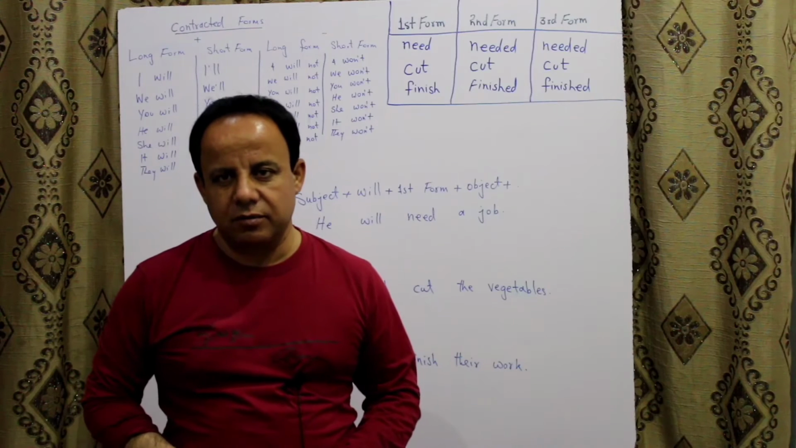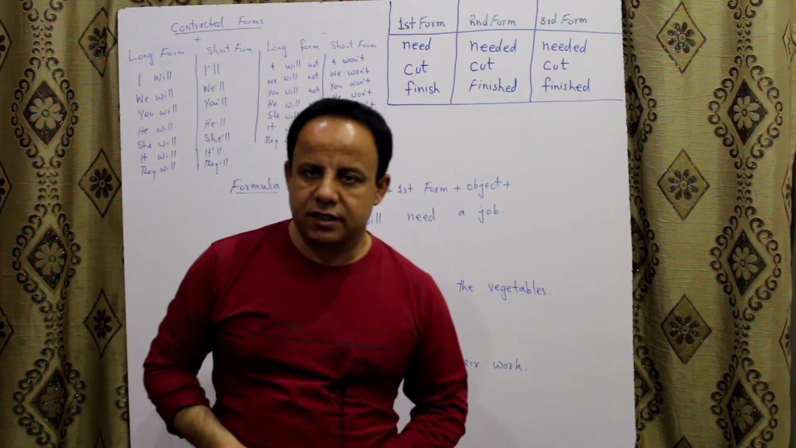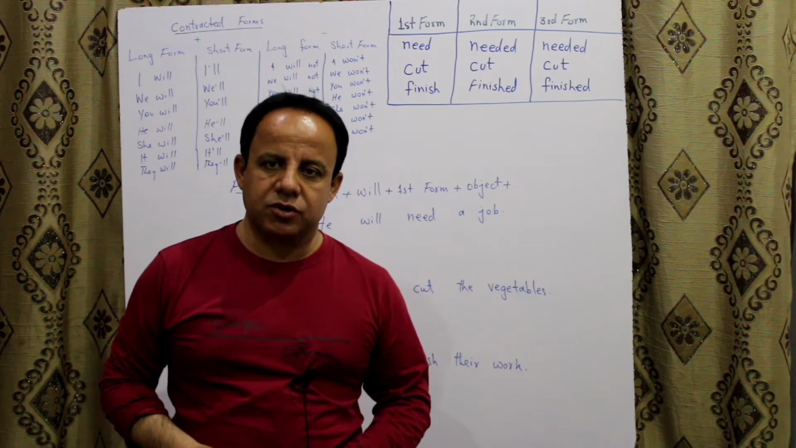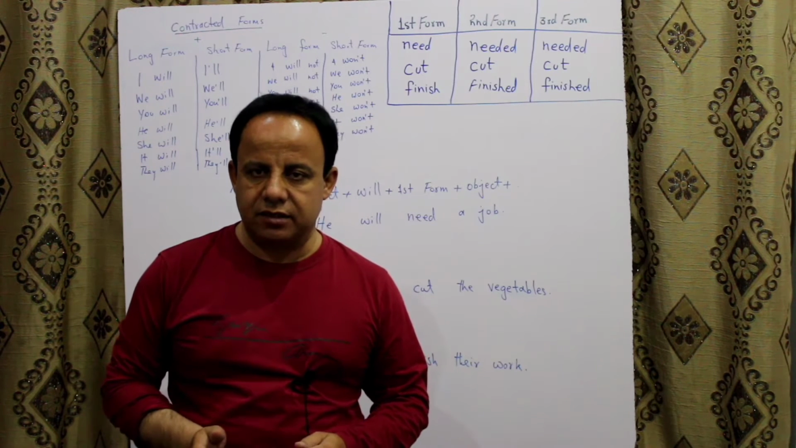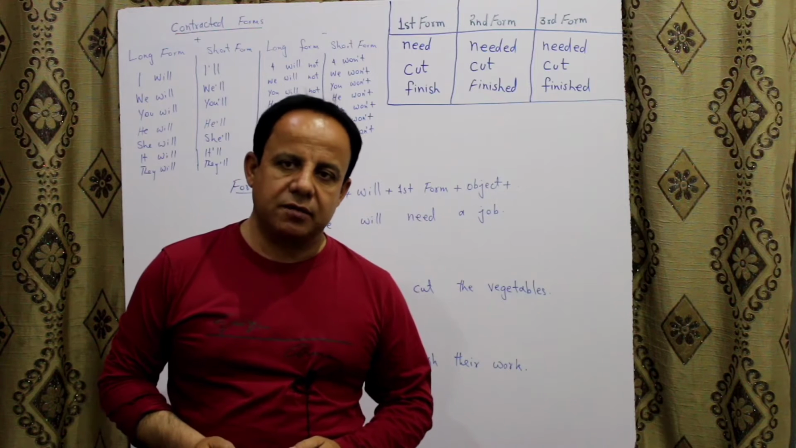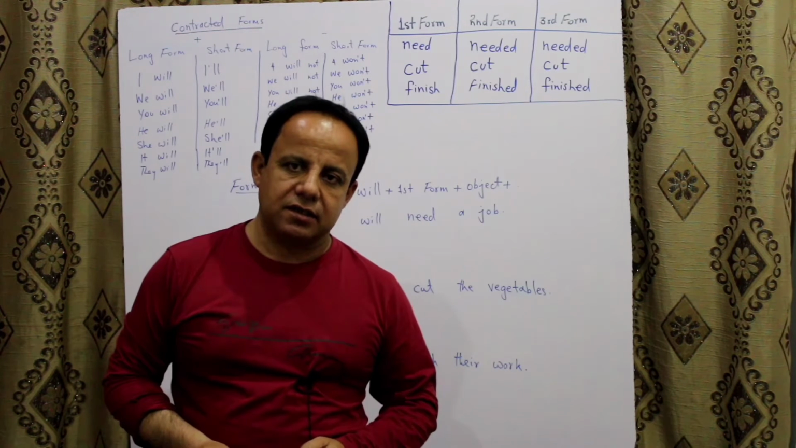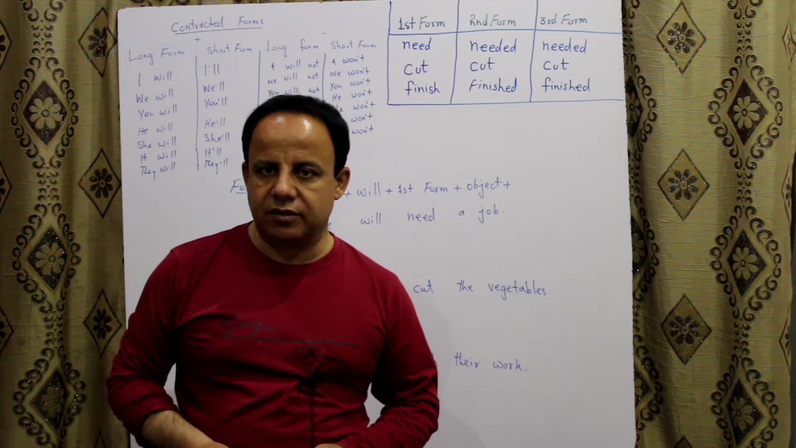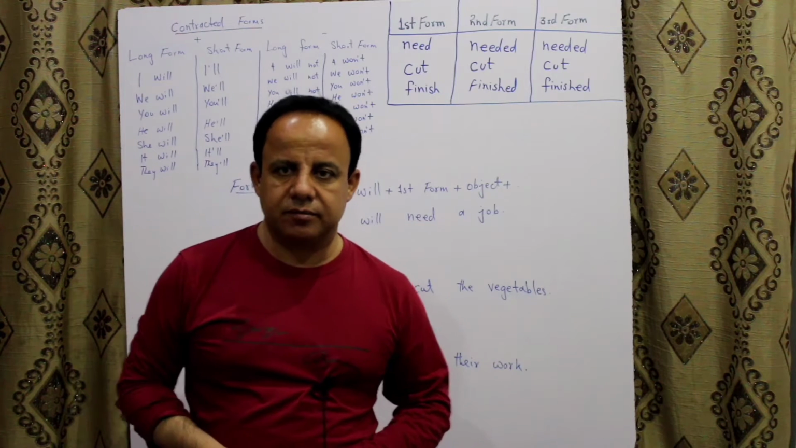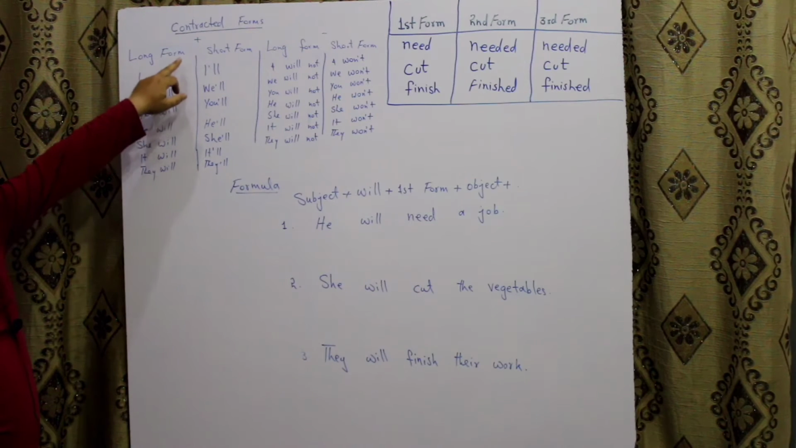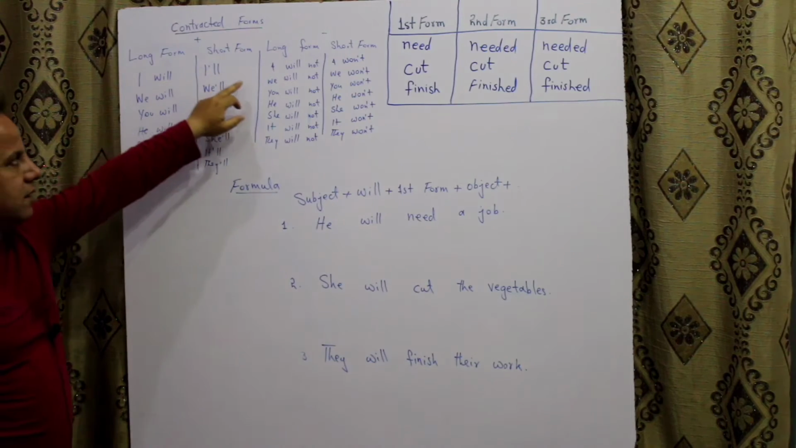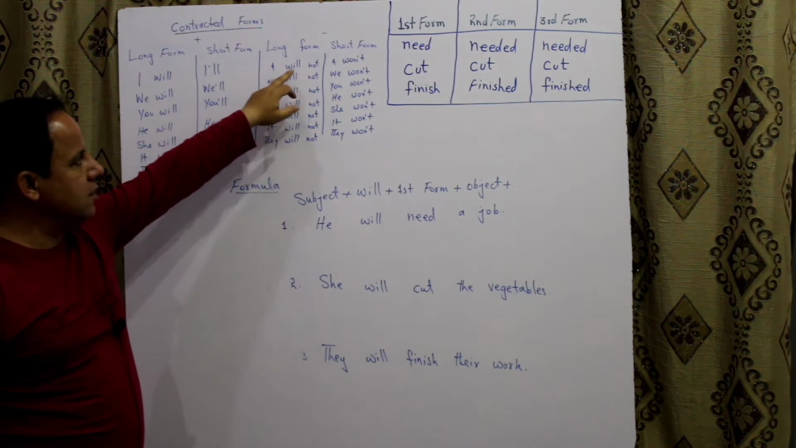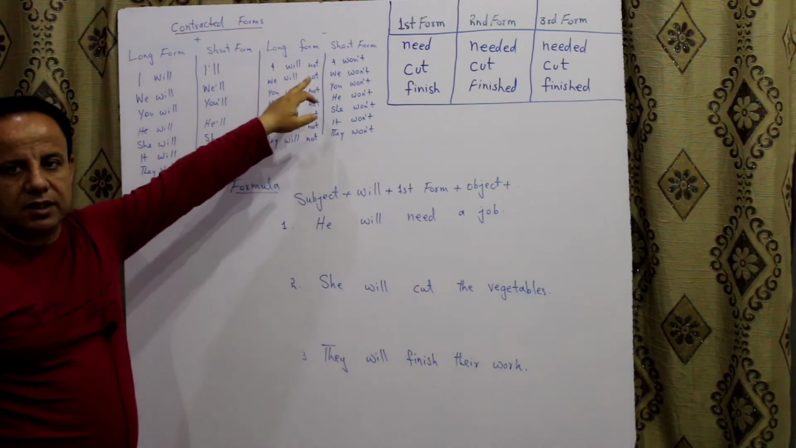Today as well we will talk about the contracted forms. So what are contracted forms? Words which are pushed together to make them shorter are called contracted forms. Many times when we combine two words together to make them shorter, that is known as contraction or contracted form. Let's go and learn about them. There are long forms and short forms in a positive way, and there are long forms and short forms in a negative way.